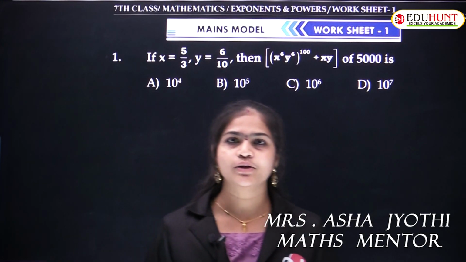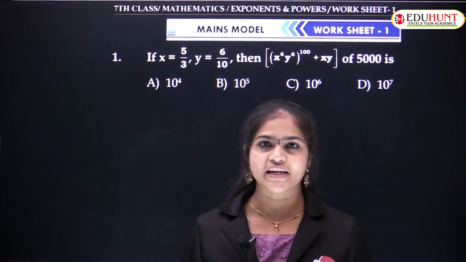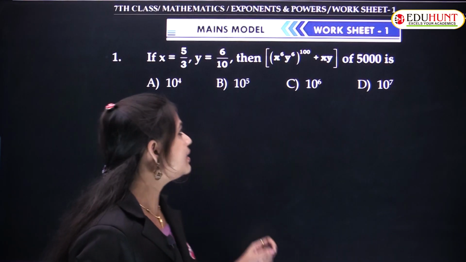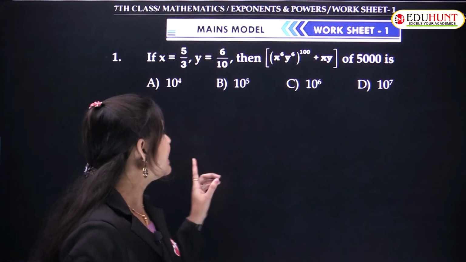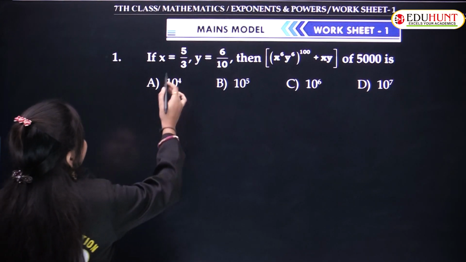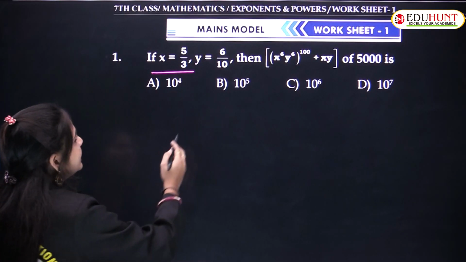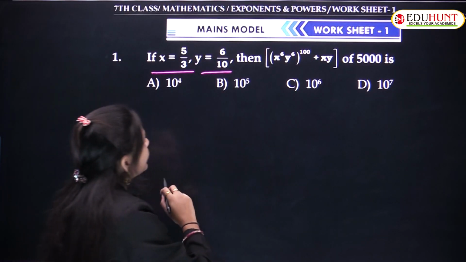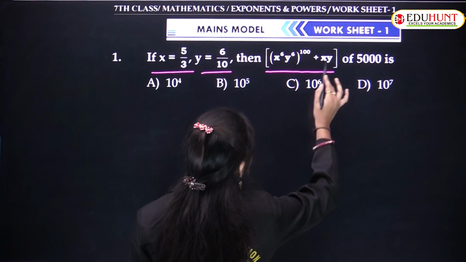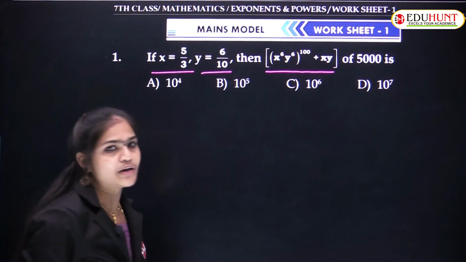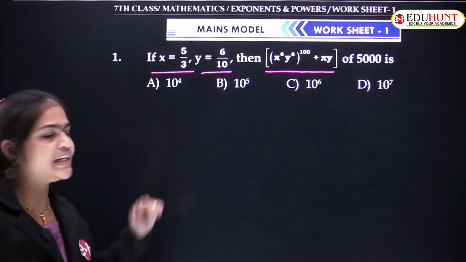Children, in the previous video we discussed the laws of exponents, right? Related to that, here we have the Worksheet 1 problems. Let us see what the first problem is. If x is equal to 5 by 3 and y is equal to 6 by 10, then find the value of (x^6 y^6)^100 + xy of 5000.